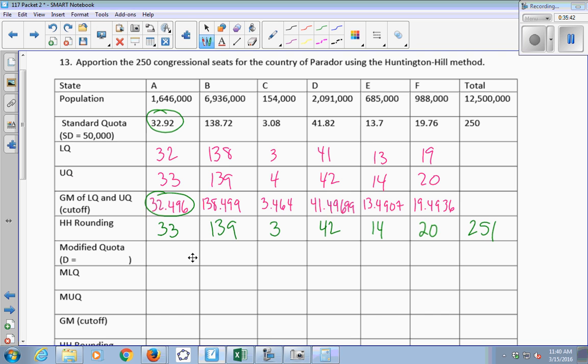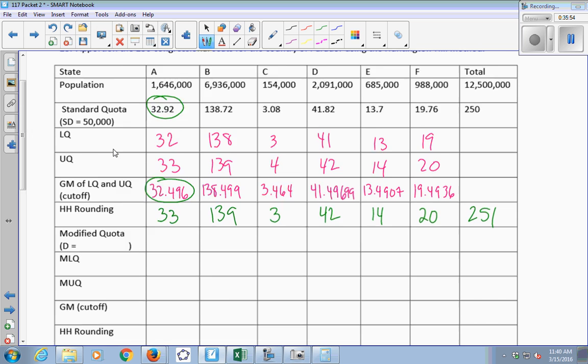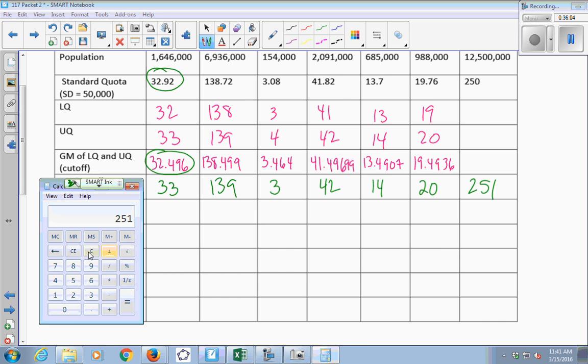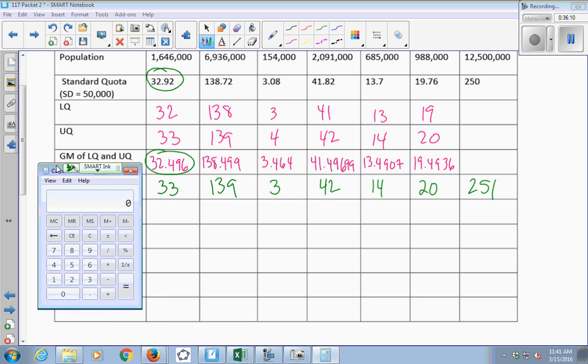Okay, so we have to change our divisor. And our divisor before was 50,000. I'm off by 1 seat, so I'm going to change it a little bit. Do I need to make it bigger or smaller? Bigger. So let's do what we did before, 50,250. It worked before when we were off by 1 seat. Let's try it again. So I have to take each state's population and divide by 50,250 now.